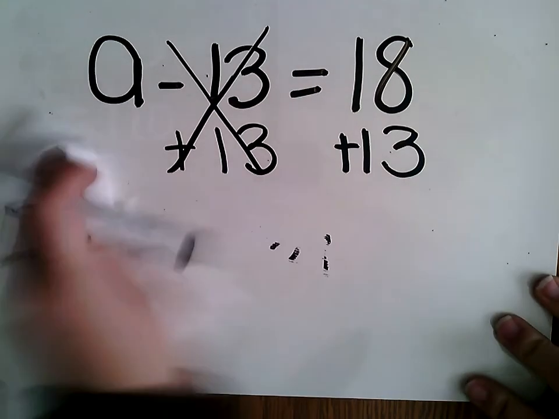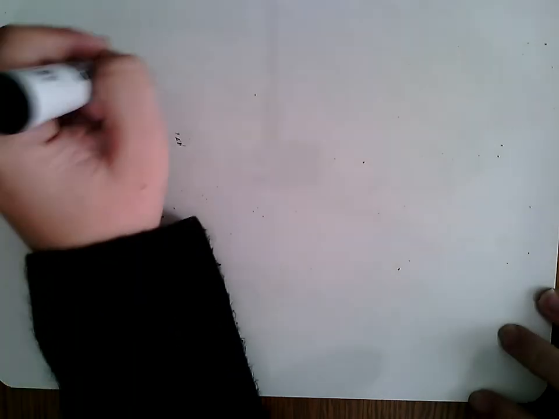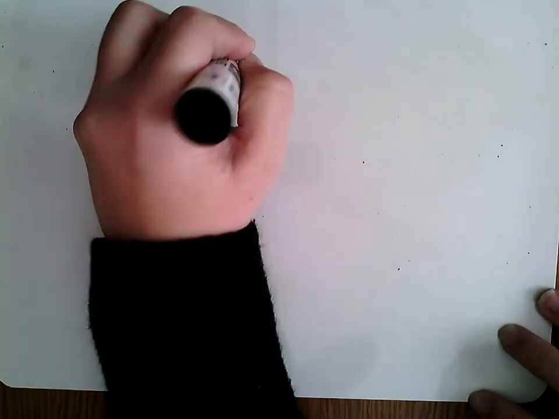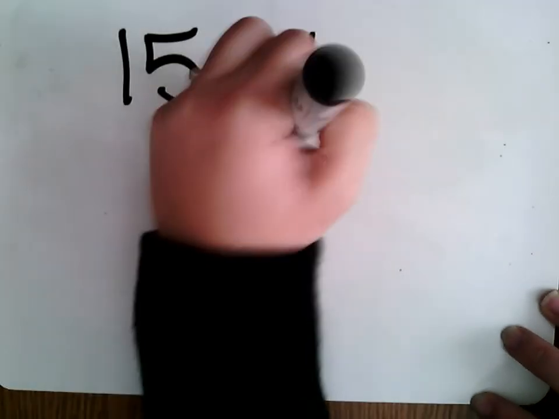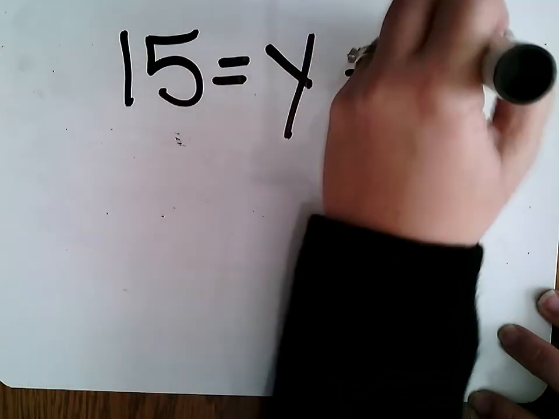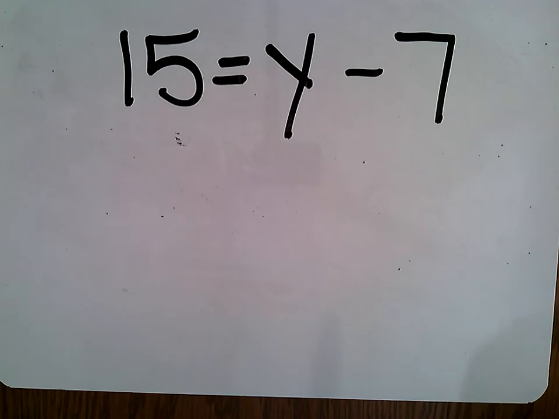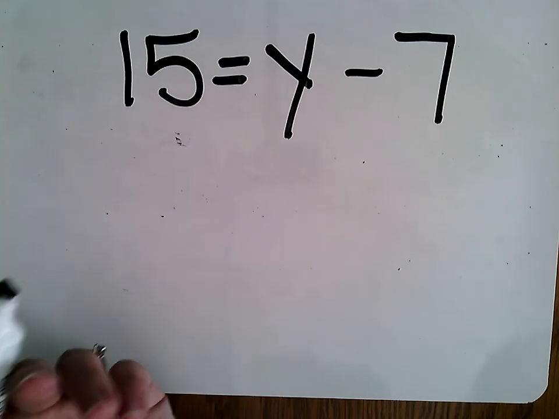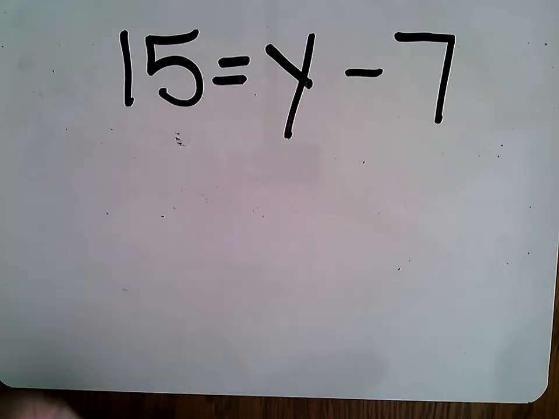Okay. For number 4, I'm going to write the problem down. It's 15 equals y take away 7. I want you to pause the video here and try to solve this yourself. Then you can play it again and see if you did the same thing that I did, and make sure that you show all of your work on your paper.